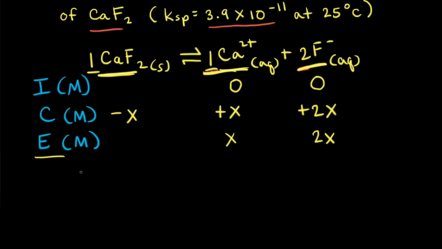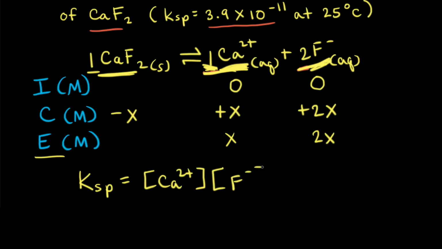The next step is to write the Ksp expression from the balanced equation. So Ksp is equal to the concentration of calcium 2 plus ions, and since there's a coefficient of 1 in the balanced equation, it's the concentration of calcium 2 plus ions raised to the first power, times the concentration of fluoride anions, and since there's a coefficient of 2 in the balanced equation, it's the concentration of fluoride anions raised to the second power. Pure solids are not included in equilibrium constant expressions, so we're going to leave calcium fluoride out of the Ksp expression.